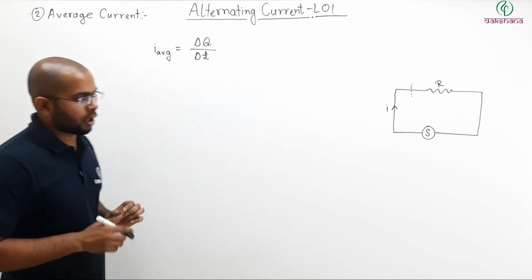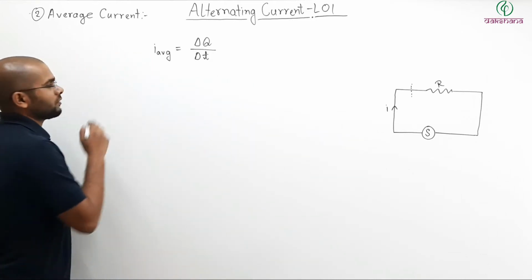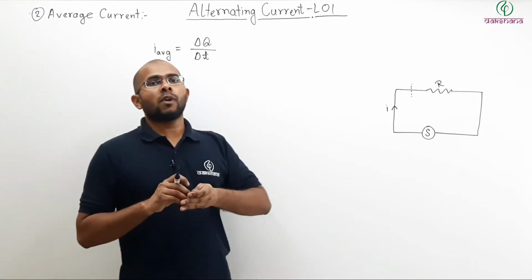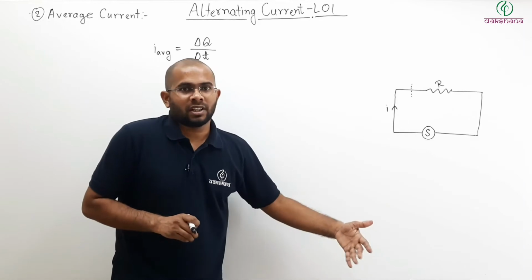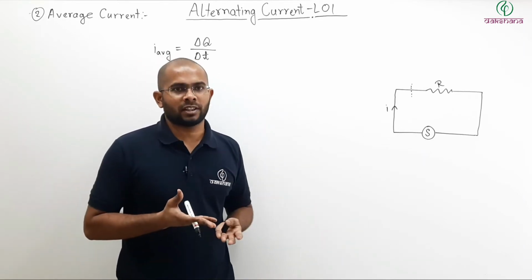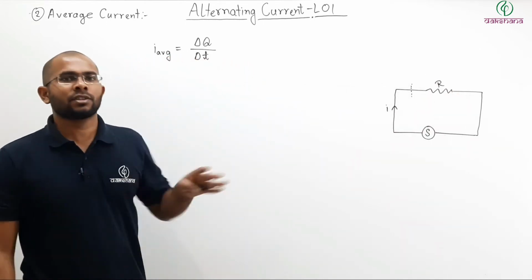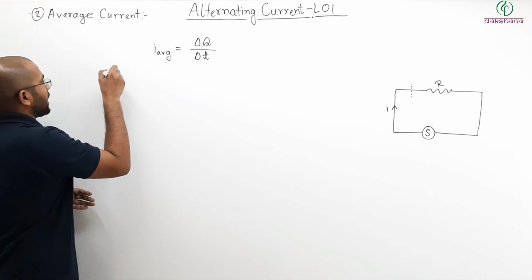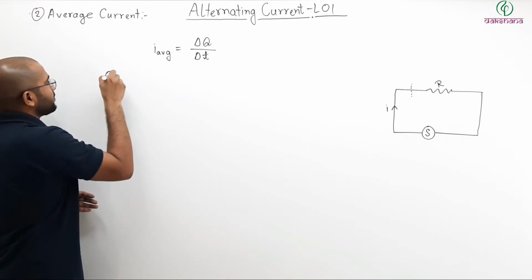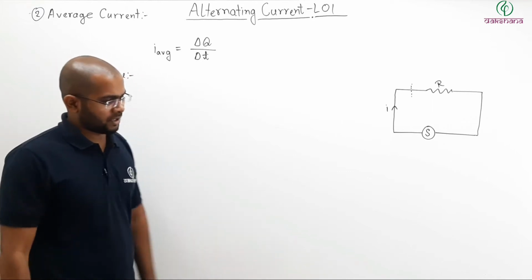So let us first solve a question based on this simple definition of average. Then we will move on to the AC current average. Right now we are trying to define a general definition of what is average current. So general definition is delta Q divided by delta T. That is your general definition. So let us try to solve a question. Very easy question based on what is your average current.